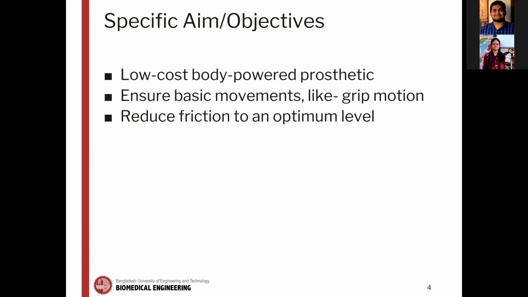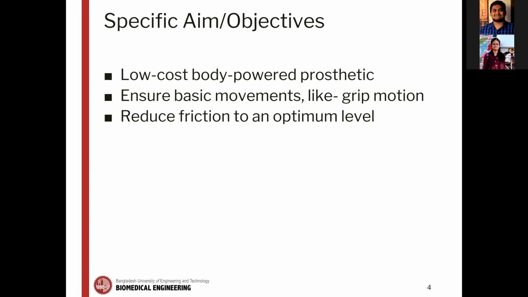Our main objective or aim in our project is to make a low-cost body-powered prosthetic, in that case, a prosthetic hand. As our prosthetic is body-powered, so we are focusing only on functionality, that is gripping.